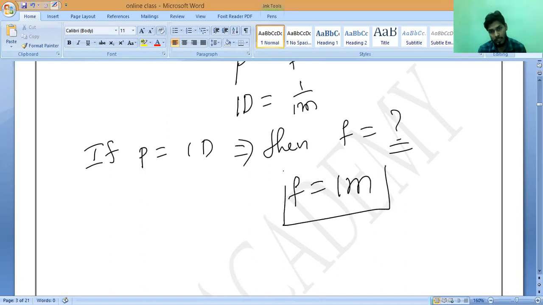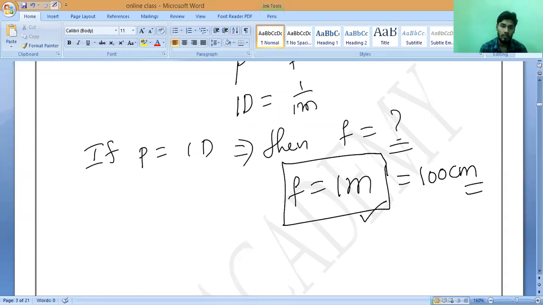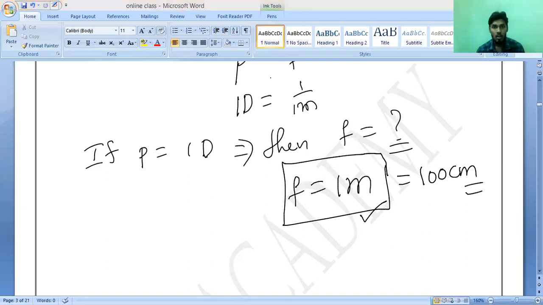1 meter. So if the focal length is 1 meter, then the power of the lens is equal to 1 dioptre. Do you understand, everybody? That is what you should remember. That is the most important.